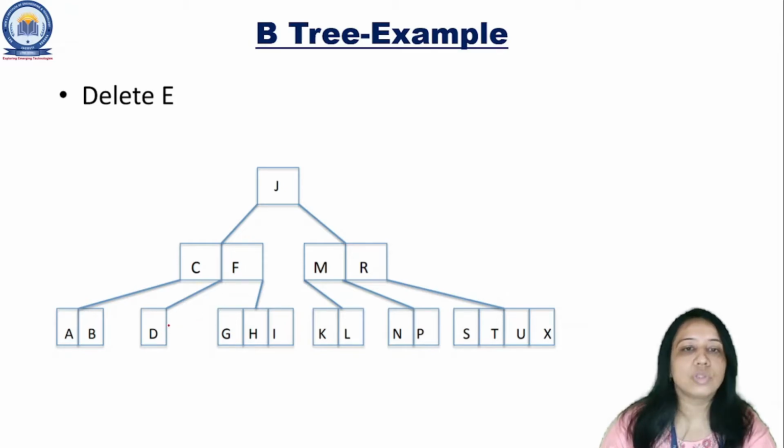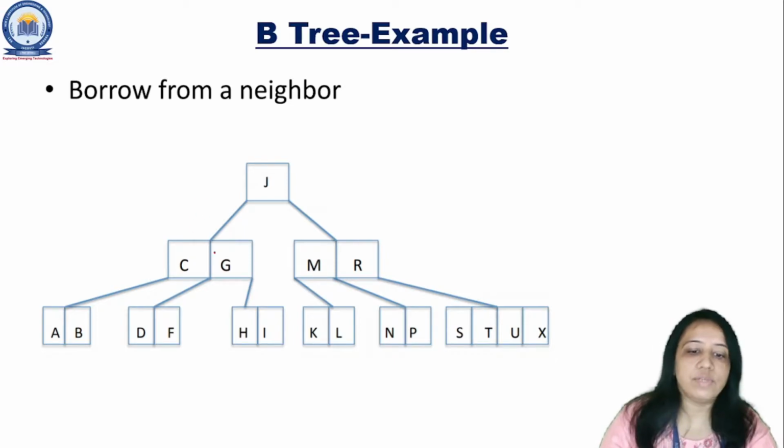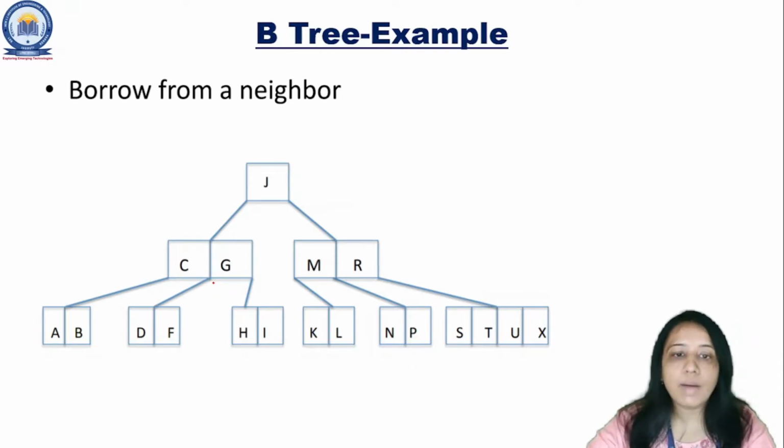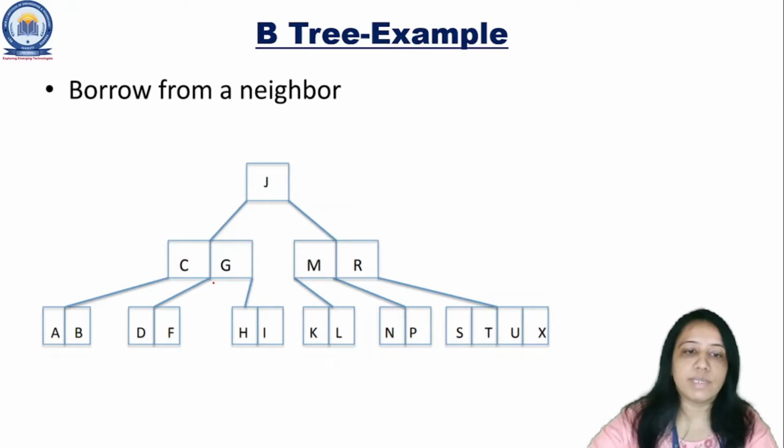G is not less than F, it is greater than F. So what happens at that time? The F that is here will move down, and the G will move up. So even if you borrow from the neighbor, changes must be made at the upper level, because that key cannot simply be shifted. This is the tree after deleting the E.